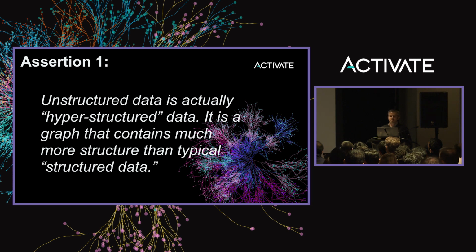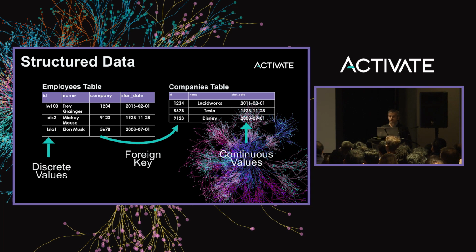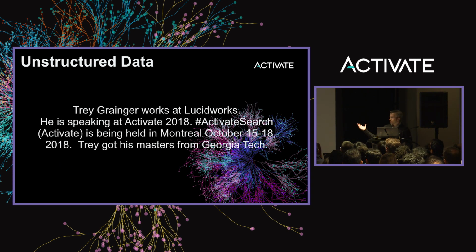It is a graph that contains much more structure than typical structured data. Thinking of structured data as tables, I've got some discrete values on the left here, these IDs. I've got some continuous values, these dates, and here's a foreign key. This is what we typically think of as structured data. And then here's a blob of text that would be considered unstructured data. Trey Grainger works at Lucidworks. He's speaking at Activate 2018. Activate Search is being held in Montreal, October 15th through 18th, 2018. Trey got his master's from Georgia Tech.